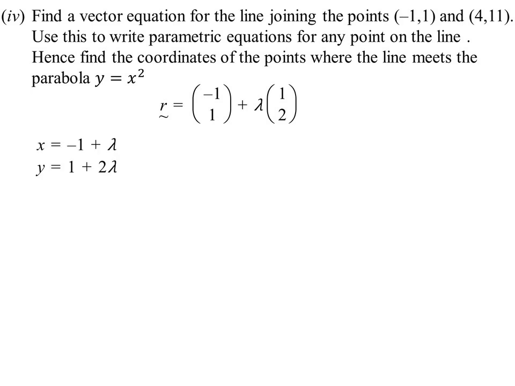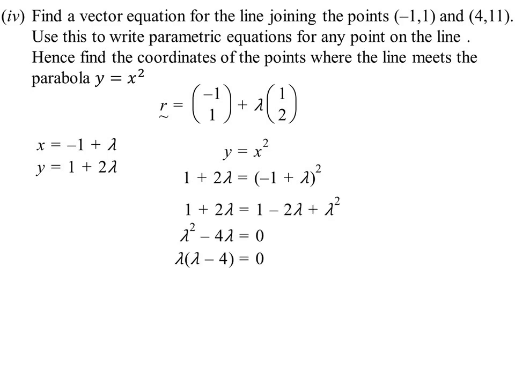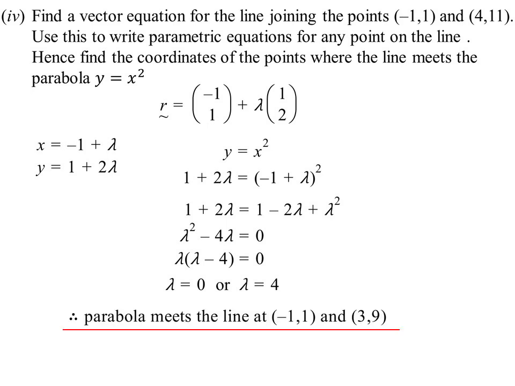So reading across, I know x is minus 1 plus lambda, y is 1 plus 2 lambda. But it intersects with y equals x squared. So if I sub those in and solve, I get 2 possibilities for lambda. Now I can go back and get the points. Because if I sub 0 in, I get minus 1, 1, which by coincidence is the point they gave me.